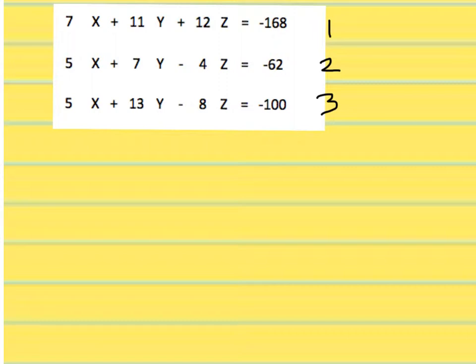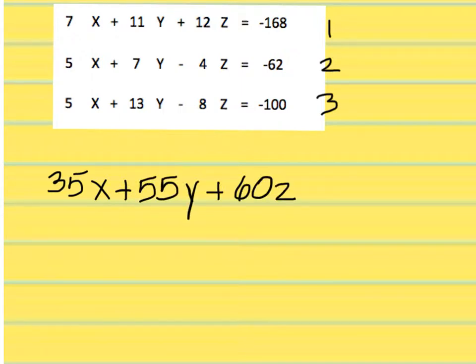And I need to eliminate the x's, which means I need the same number on the x's. I have 7 and 5. If I multiply these together, I get 35. So I want to multiply this entire top equation by 5. When I do that, I get 35x plus 55y plus 60z equals negative 168 times 5. And that comes out to be negative 840.